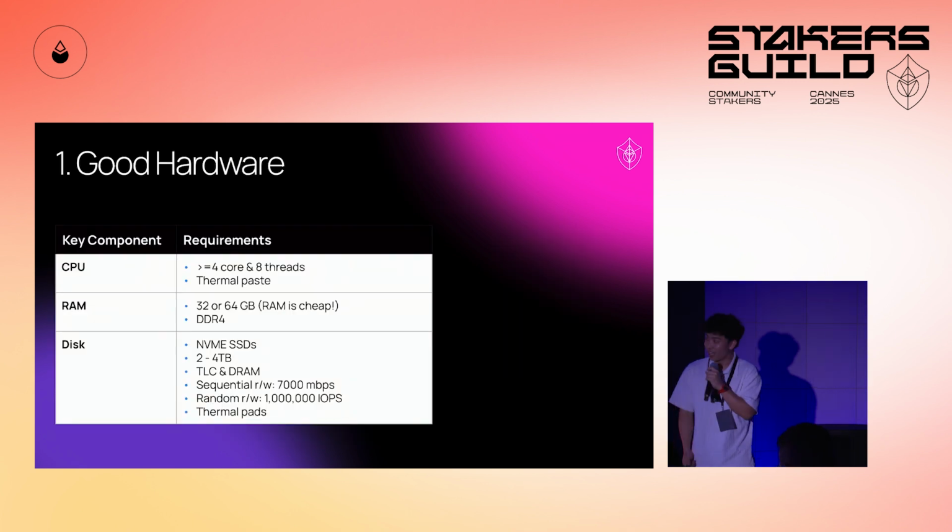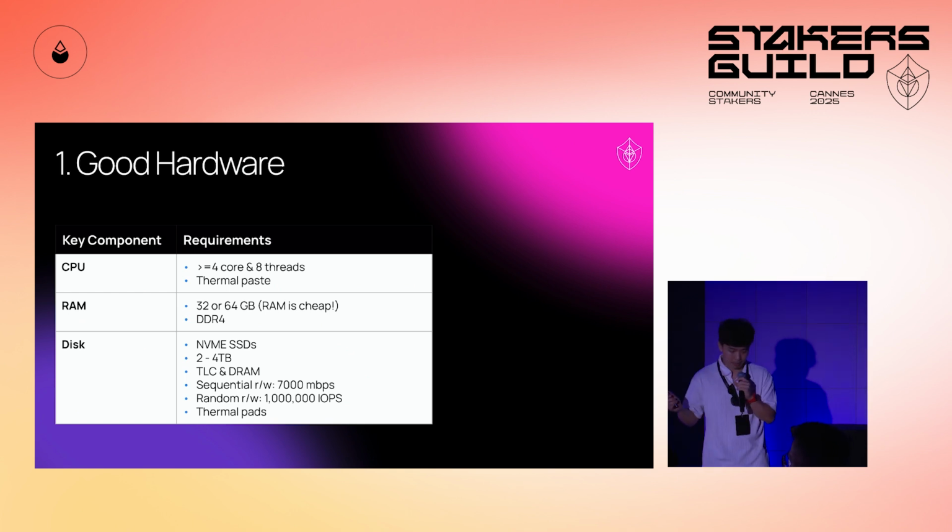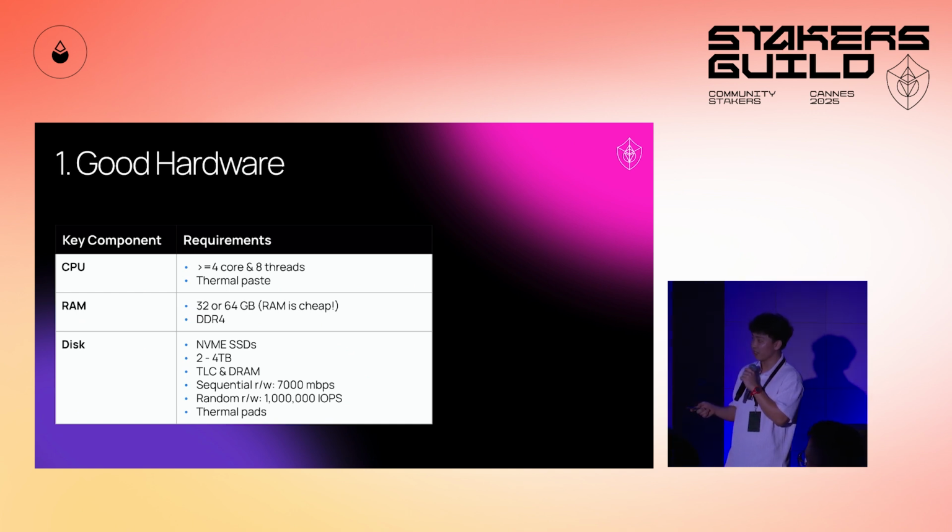All right, so for good hardware, what do we need? Okay, 3 key components to take note of: CPU, RAM, and disk. For your CPU, and this is taken from the latest recommendations from the Ethereum Foundation. It's going to be baked into an EIP, I believe. For CPU, you need at least 4 cores and 8 threads. And for heat control, you want it to have a thermal paste. Usually when you buy it from a reliable supplier, they should sort this out for you by default.